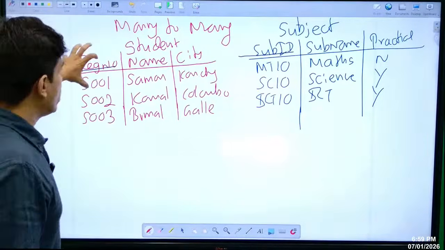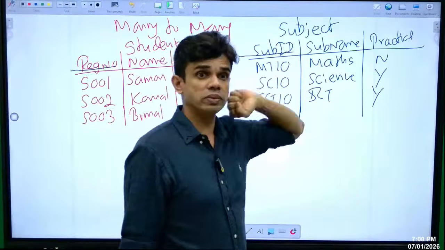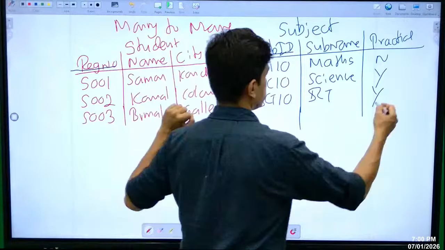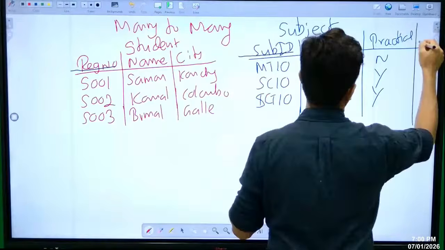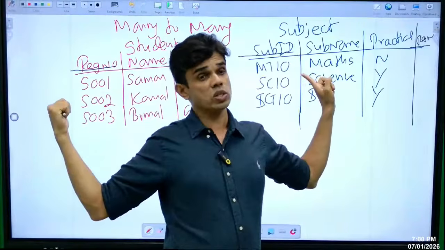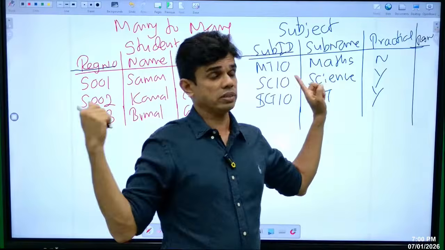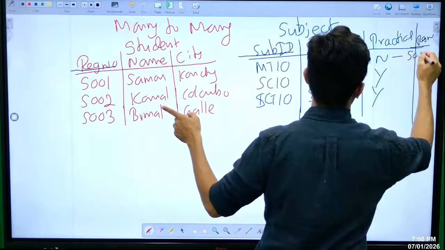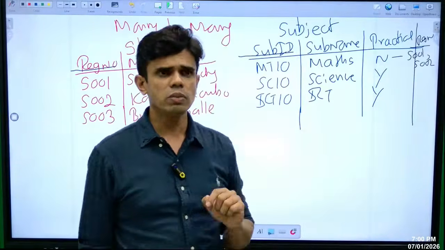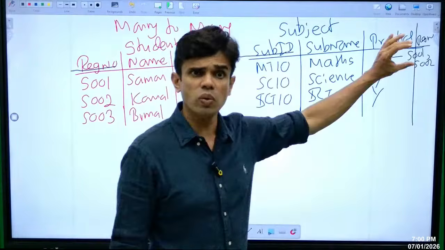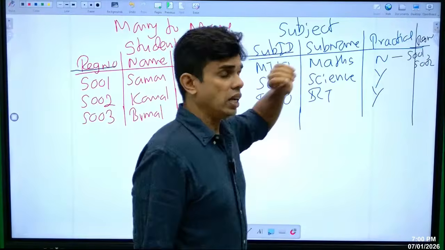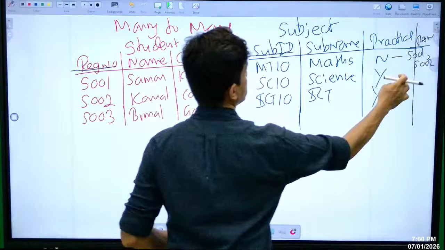Assume that I am going to add reg number as the foreign key into the subject table. Here we have to have the reg number. Then this MT10 is followed by one student or multiple students? Multiple. And here I won't write that this is followed by S001, comma S002. Is it possible to write more than one value under a single cell? You understand that? Then I am going for the other option. So then this is not working.